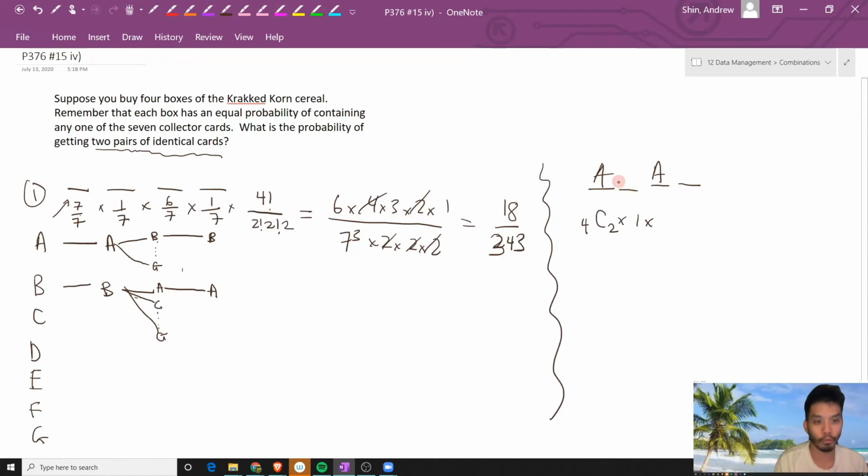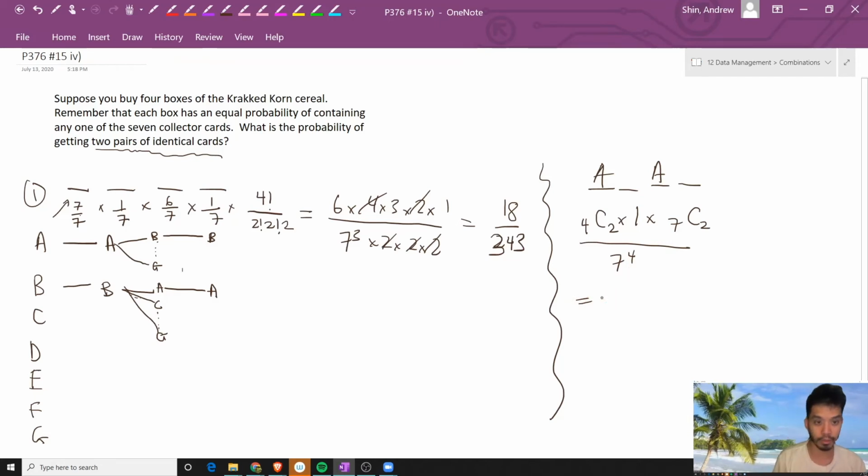Now that we've chosen the number of ways to choose our slots, we have to choose which letters we can use. So we have 7 choose 2 ways. We have 7 letters, and we choose 2 of them. So we have 4 slots, choose 2 of them. That's the number of ways of placing these things. And we have 7 choose 2 items to place in there. And then you divide by 7 to the power of 4.